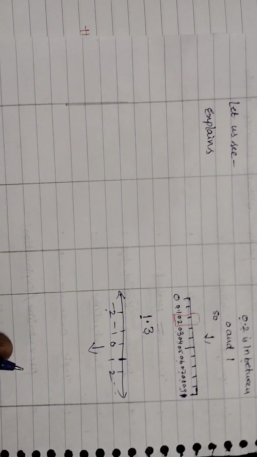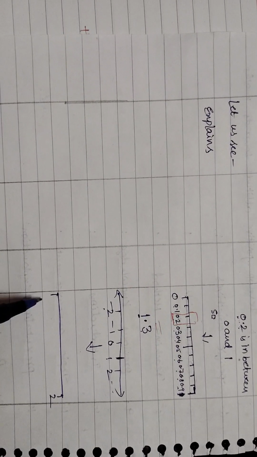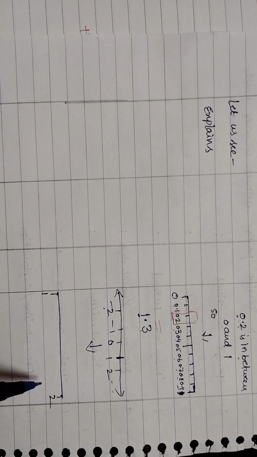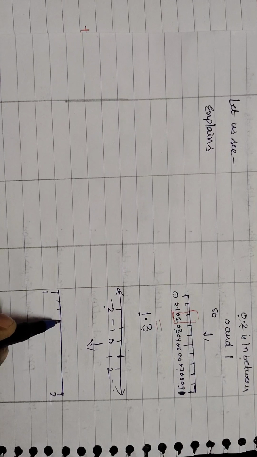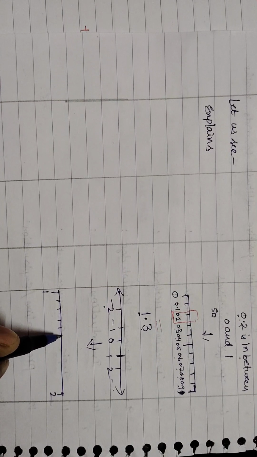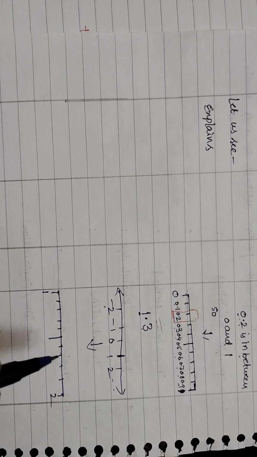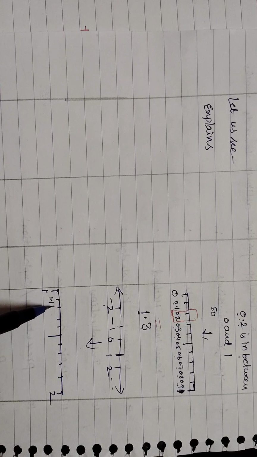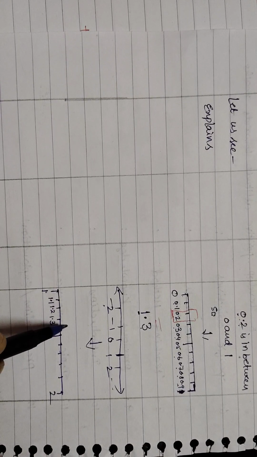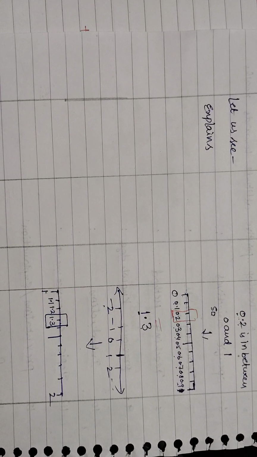So now we have to draw that 1 and 2. Between 1 and 2, how many lines will there be? Again there are 10 lines: 1, 2, 3, 4, 5, 6, 7, 8, 9, 10. So after 1 comes 1.1, 1.2, 1.3. So we got the 1.3 value. This is the representation of decimals on the number line.